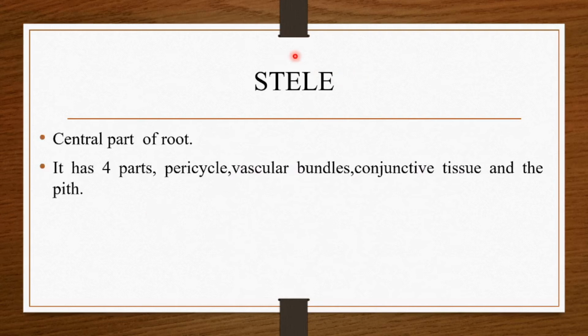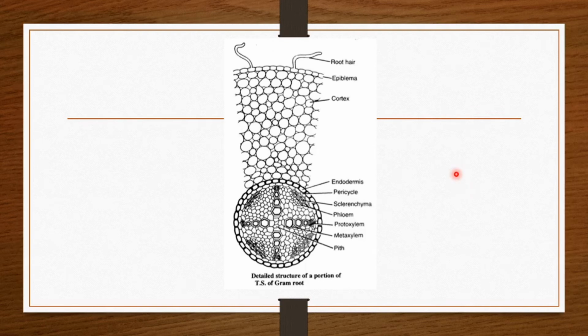Next part is the stellar region, the stele. It is the central part of a root. And the stellar region contains four parts. They are pericycle, vascular bundles, conjunctive tissue and the pith. So these are the stellar region. This is the pericycle, and these are the vascular tissue, xylem and phloem, and central region, pith.